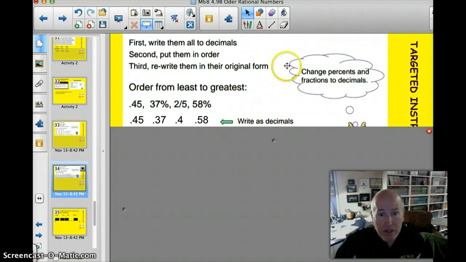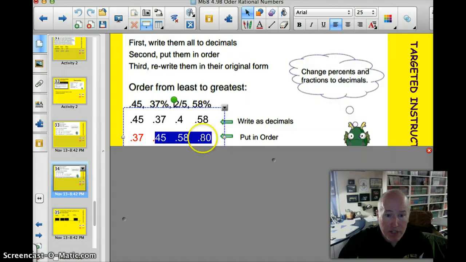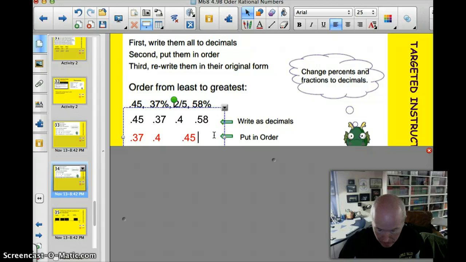Okay, next we need to put them in order from largest to smallest. And I'm going to have to do some changing on the fly here. So we know that 0.37 is going to be my smallest, and then it's going to be 0.4, and then we're going to have 0.45, and then 0.58. Let me double check. Least to greatest, least to greatest.